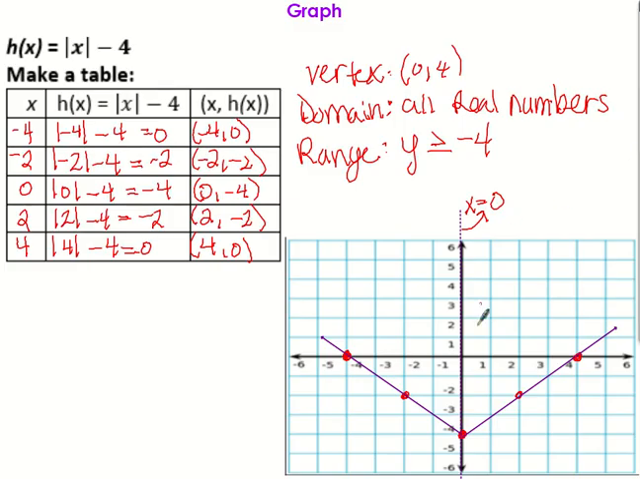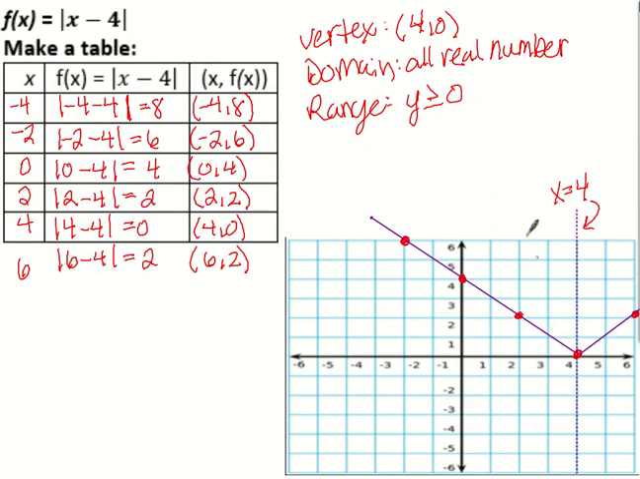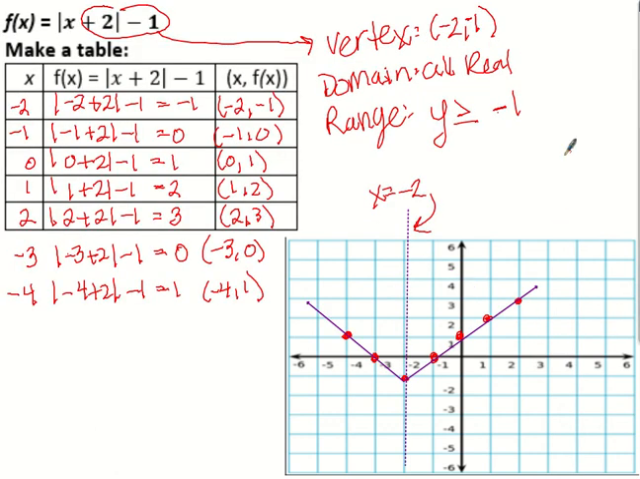So my vertex here was 0, -4. Notice, oh, this should be -4. I'm going to fix that. My axis of symmetry was x equals 0. Okay. Here, my x was 4. My axis of symmetry was x equals 4. Here, our third question, x equaled -2. That was my vertex. Okay.